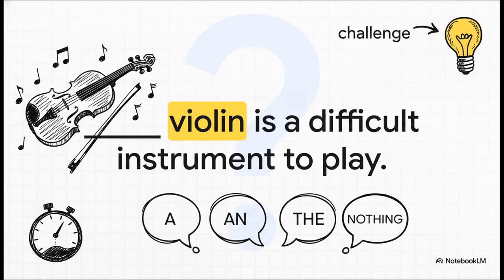Welcome to the active workout phase of this explainer. Here's your very first challenge. The sentence is, blank violin is a difficult instrument to play. So what goes in that blank? A, an, the, or absolutely nothing. Take a split second to lock in your guess.